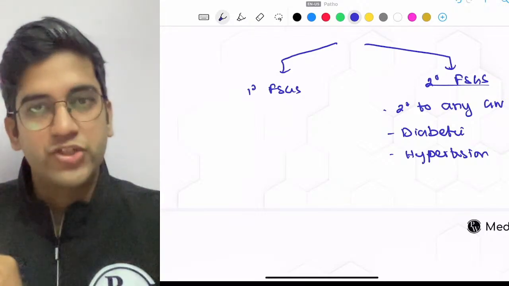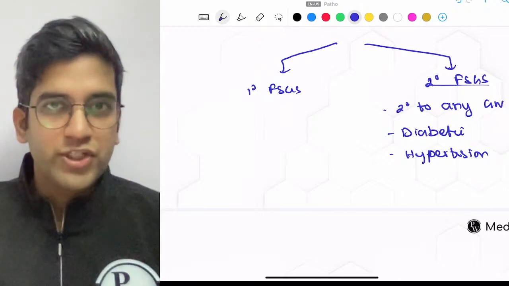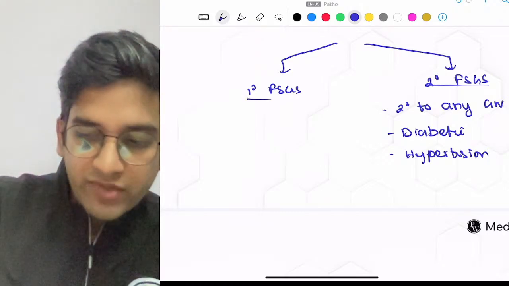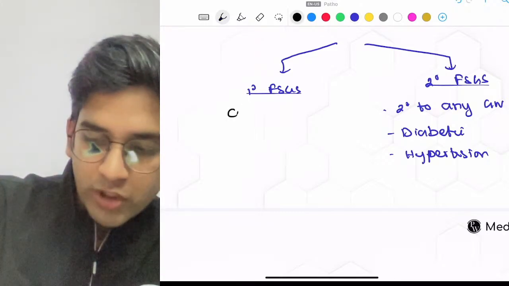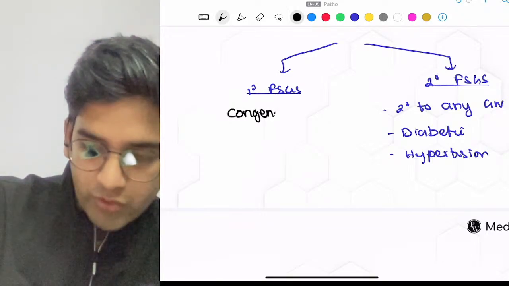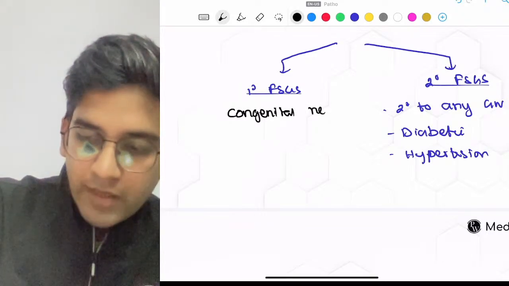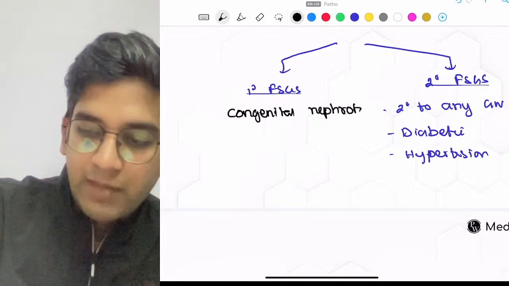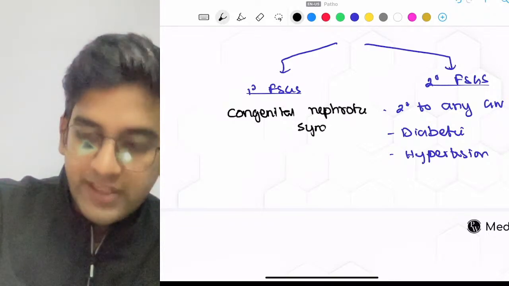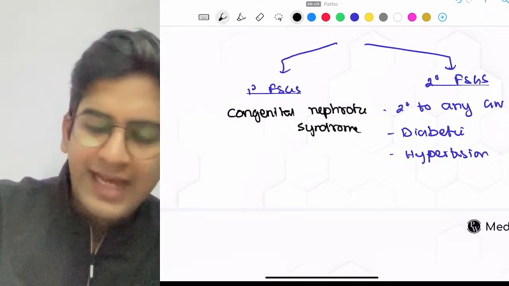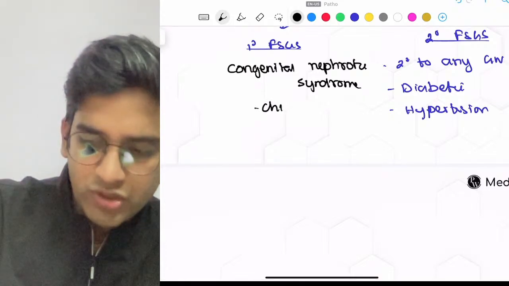That's your secondary FSGS. Now let's go and look slightly at primary FSGS. For primary FSGS, we give one more term. We also call them congenital nephrotic syndrome, because these primary FSGS are mostly syndromic diseases. It's mostly a mutation related disease. It happens in children, right? It's going to happen in children.